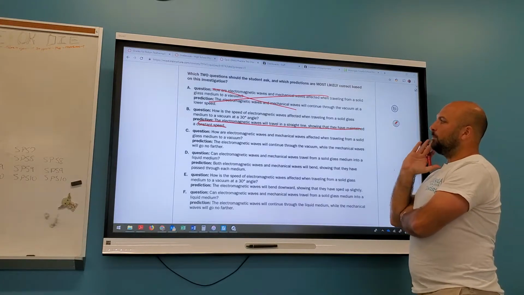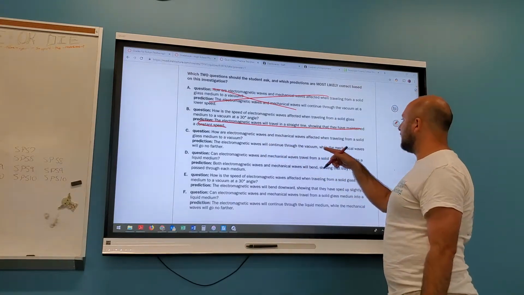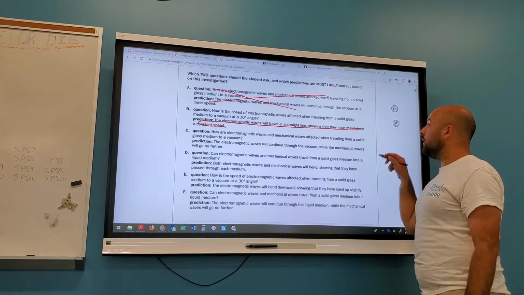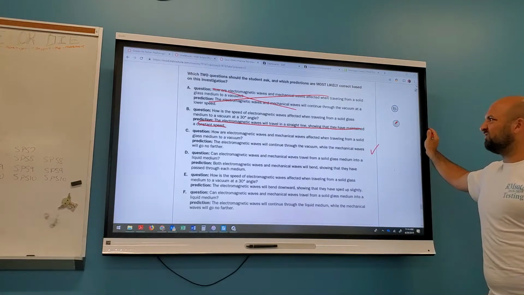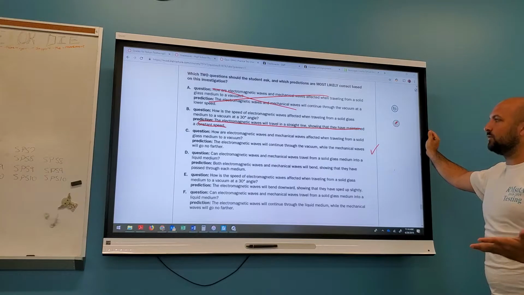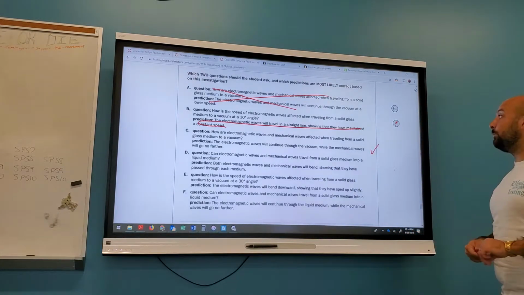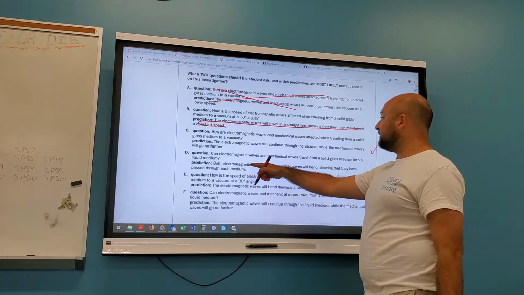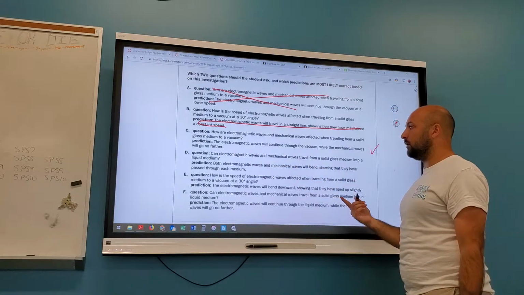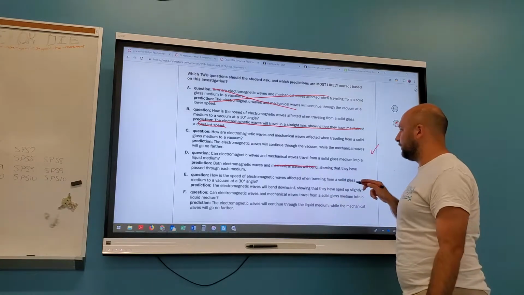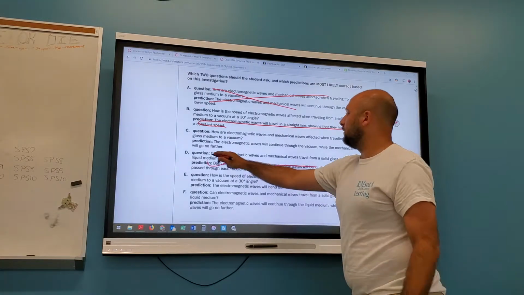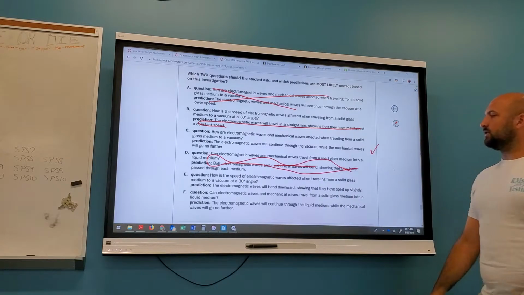Now, the next prediction. EM waves will continue through the vacuum while the mechanical waves will go no further. Now, that's possible. Mechanical waves can't go through a vacuum, so that sounds good. Let's look at the predictions here. Both EM waves and mechanical waves will bend, showing that they have passed through each medium. Now, the mechanical waves will definitely bend because you got refraction going on here. However, mechanical waves can't go through, so that one cannot be an answer either. All right, so we're left with C.